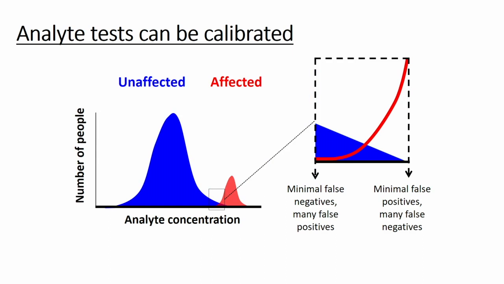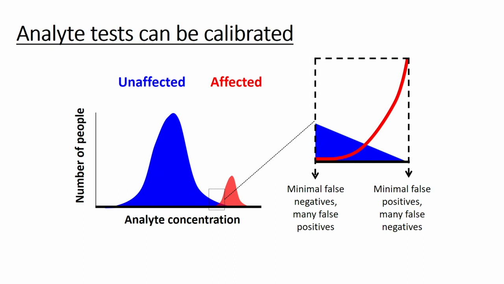So one of the challenges here is that when we think about traditional newborn screening using biochemical markers, those analyte tests can be very clearly calibrated based on what is normal in the population. So what I'm showing here is the theoretical analyte concentration for a given biochemical marker, where the unaffected population has a very nice peak at one particular level, and the affected population has also a very nice peak, and these are very well separated from each other.